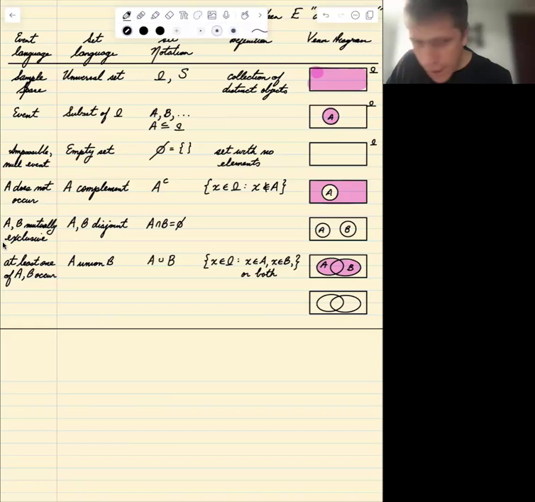The next is the intersection. The intersection is saying that A and B both occur. This is called A intersect B.